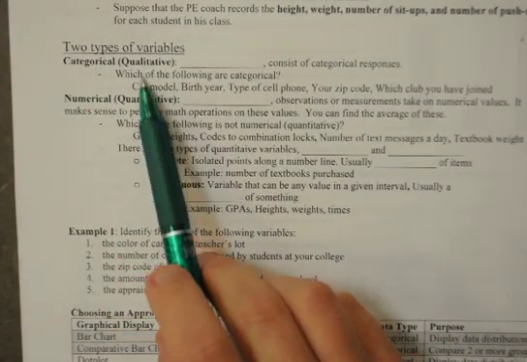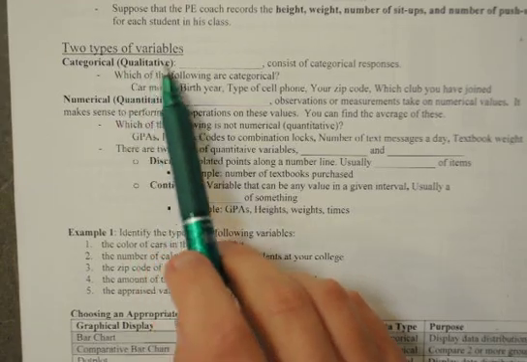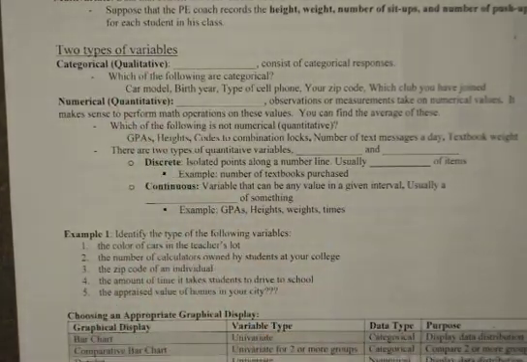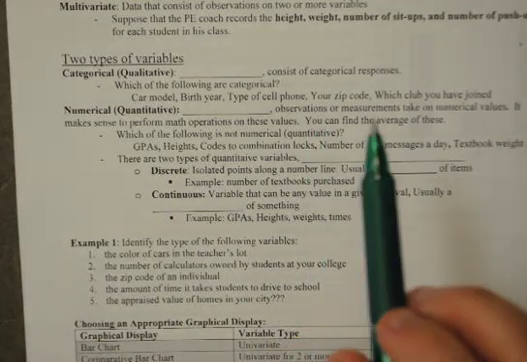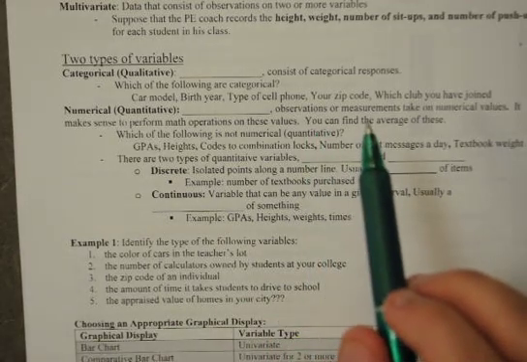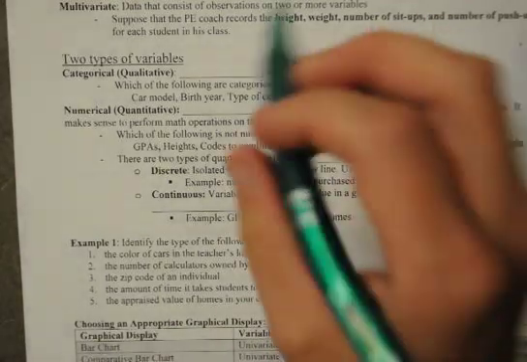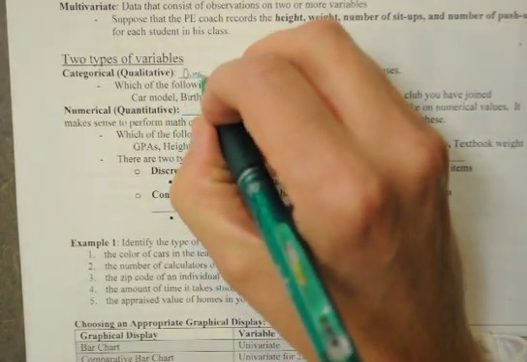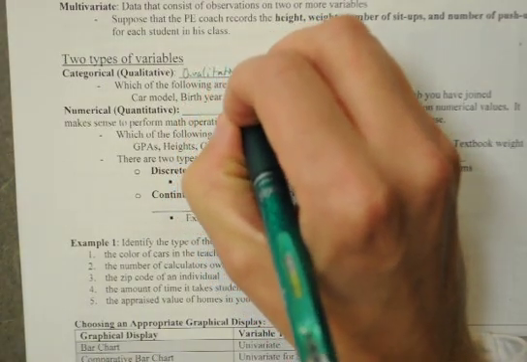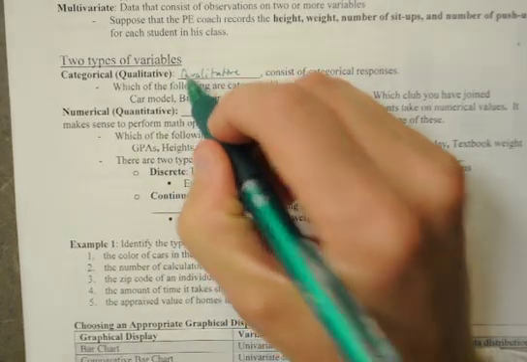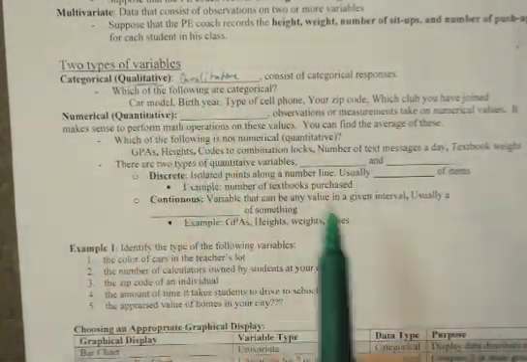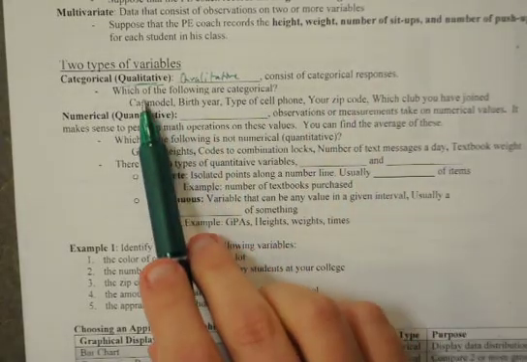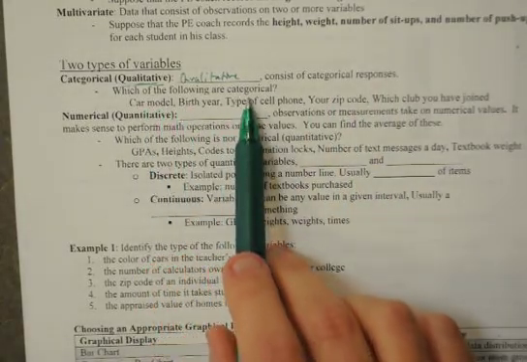Two types of variables. One is categorical or qualitative. It's a quality. Categorical consists of categorical responses. It says qualitative, but it's the same. Which of the following are categorical?